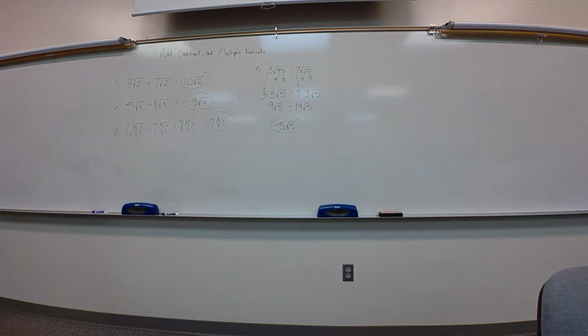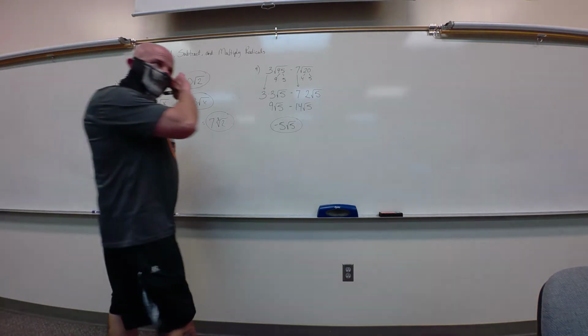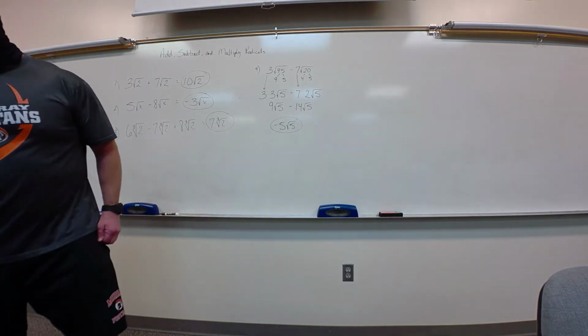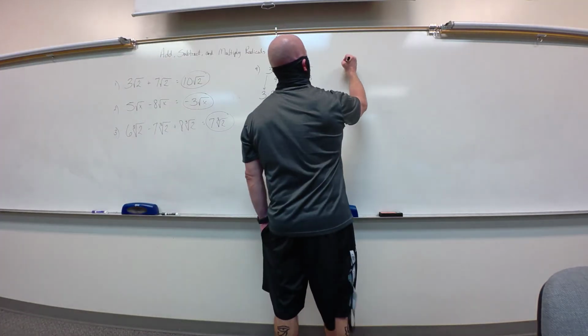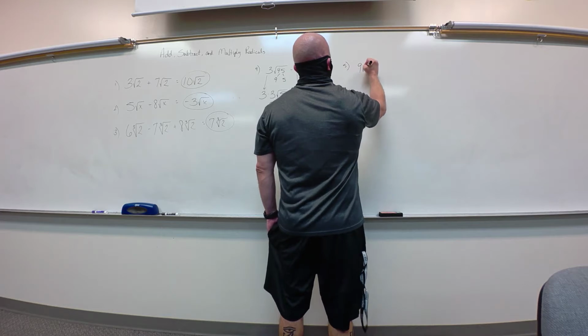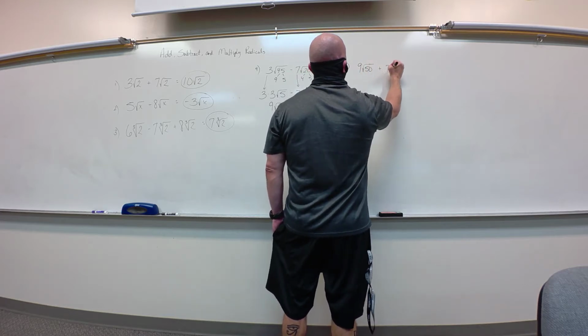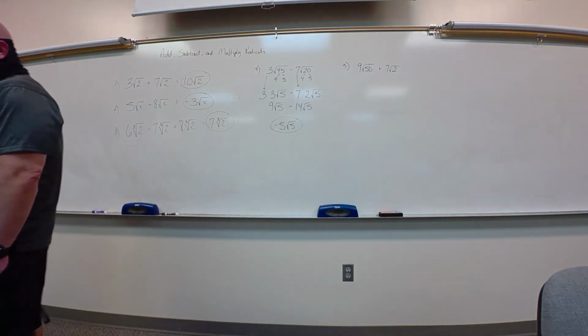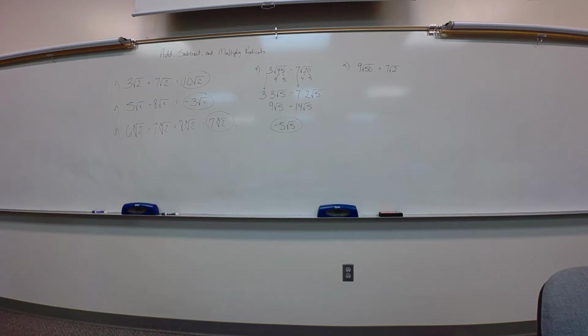So the basic idea of addition and subtraction, pretty simple. They've got to be like. If they're like, I can do it. If they're not like, I can't. Now, sometimes we've got to do some extra work that isn't necessarily so simple to see if they are like. That would be the difference there. So let's go 9 root 50 plus 7 root 2. So again, definitely not like. Okay? That's for sure.